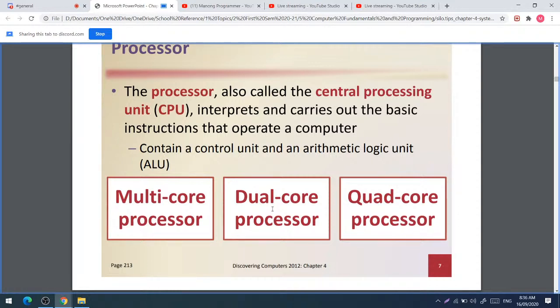So, just a comparison, imagine if you have a quad core processor. If you have a quad core, so you can open a Microsoft Word, a Google, a music player, an editing app. So i-open mo yun ng sabay-sabay. Each of them is controlled by a single processor. So mas mabilis po siya. So habang nakikinig ka ng video, nakikinig ng video.